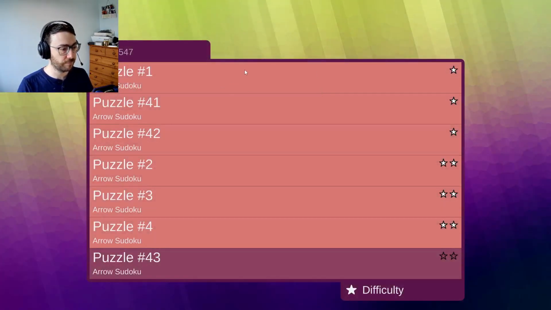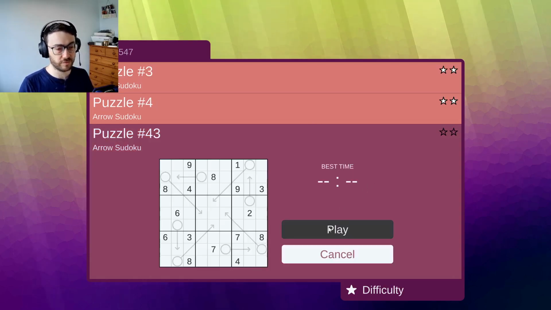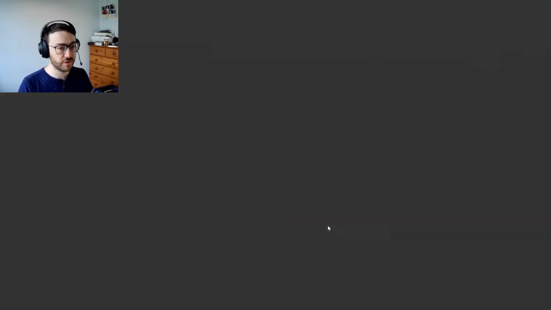So we've been powering through. We've done 6 puzzles so far. So this is our 7th arrow puzzle. Still only a 2-star difficulty, so hopefully it's not going to destroy me too much.